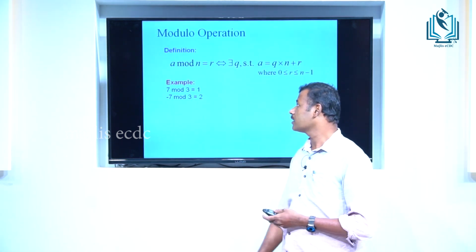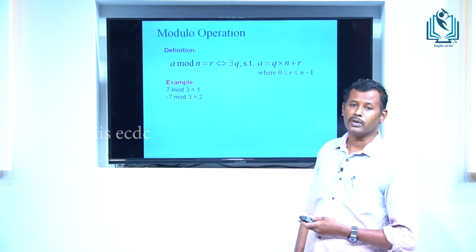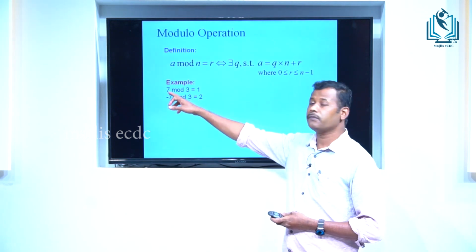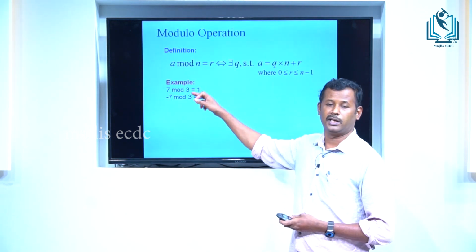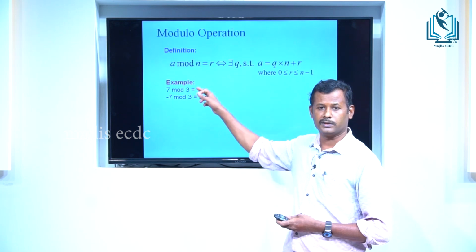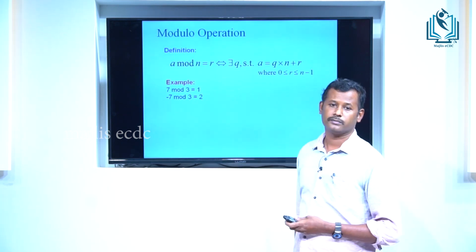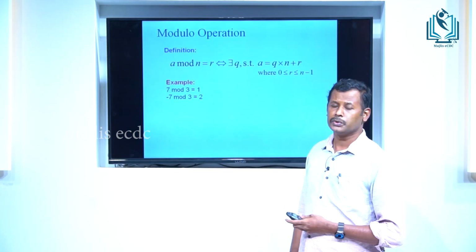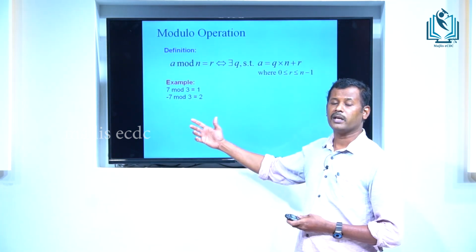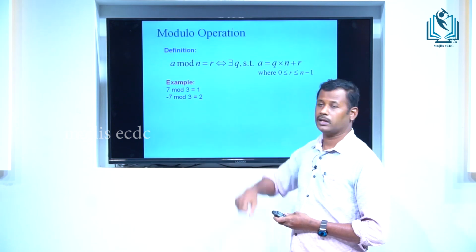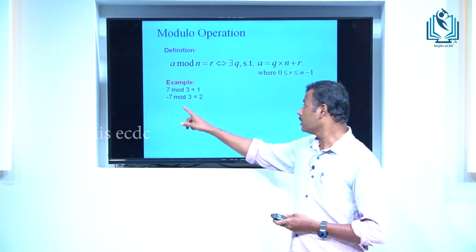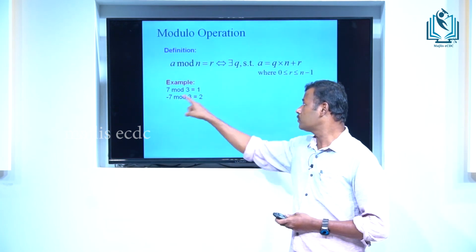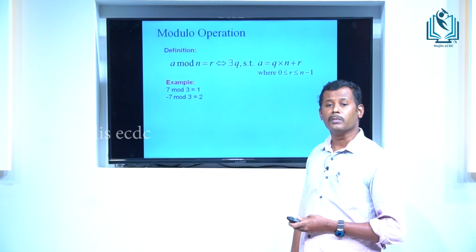Another example: 7 mod 3 equals 1. That means if we divide 7 by 3, the remainder is 1. Also, minus 7 mod 3 equals 2. We divide minus 7 by 3. You know that minus 7 minus 2 equals minus 9.